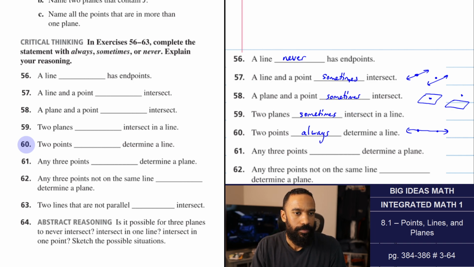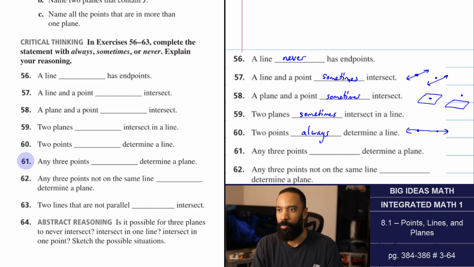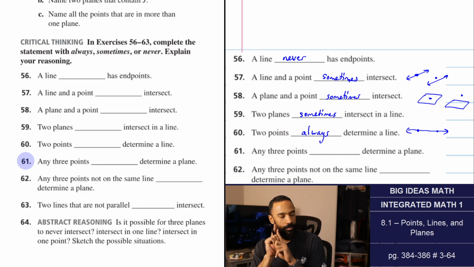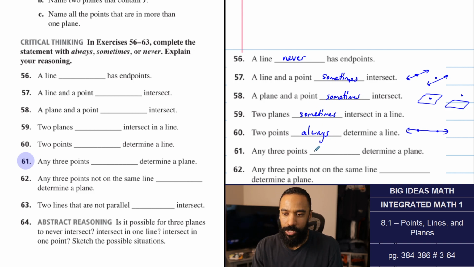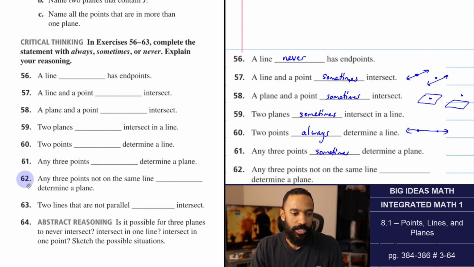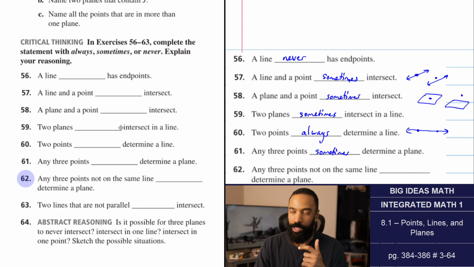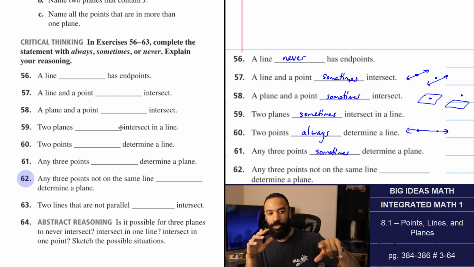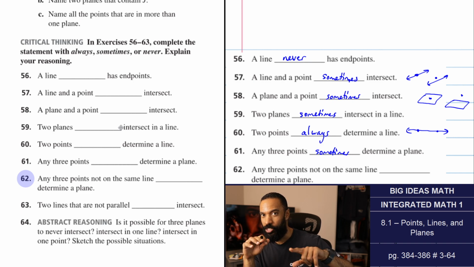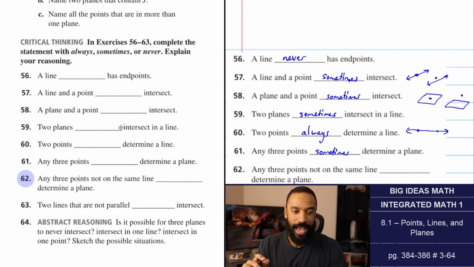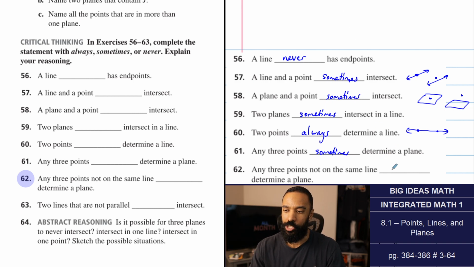Number 61. Any 3 points blank determine a plane. I guess in that same way, we're just trying to come up with that. I'd say always, unless they're collinear. So sometimes. So understand, if they're collinear, then they don't determine a plane. Those still are just determining a line. Number 62. Any 3 points not on the same line blank determine a plane. So that's what we're saying, right? Any 3 points on 61 only determine a plane if not collinear. This is that not collinear, right? Not on the same line. So this one would be always.